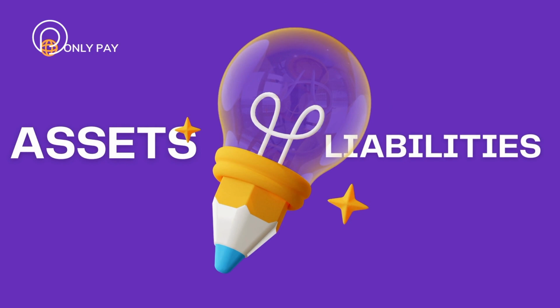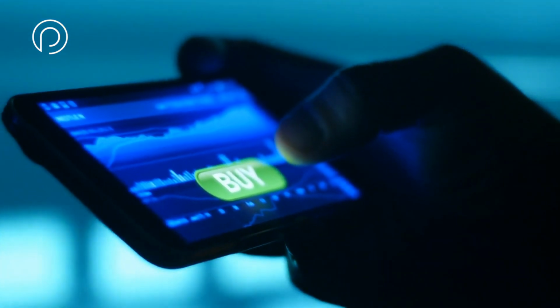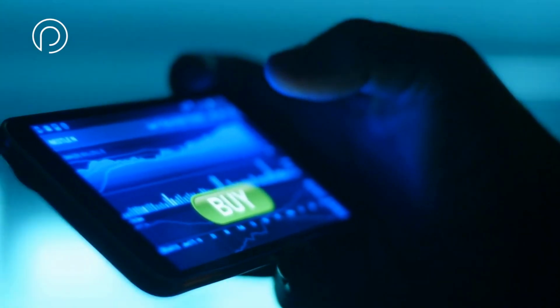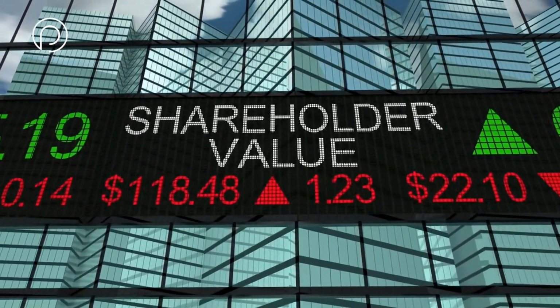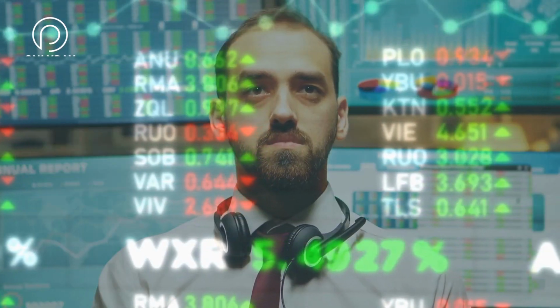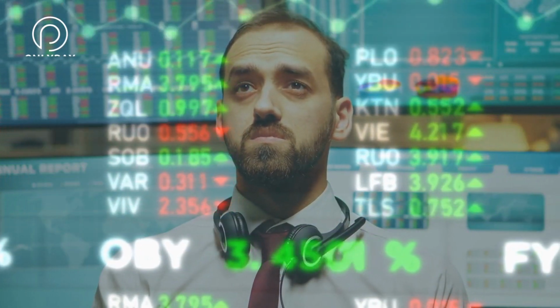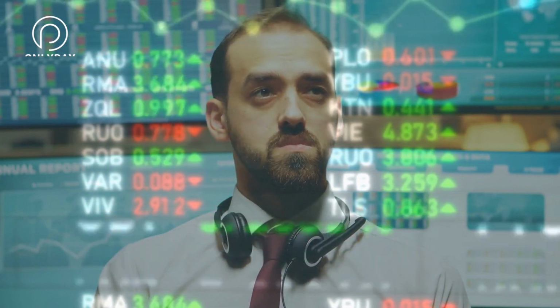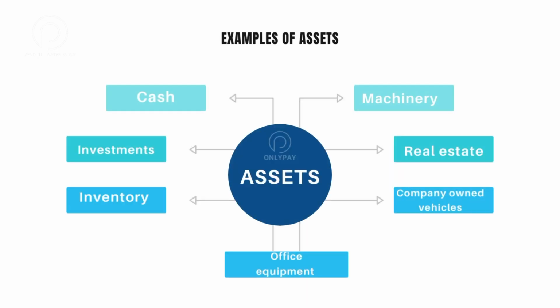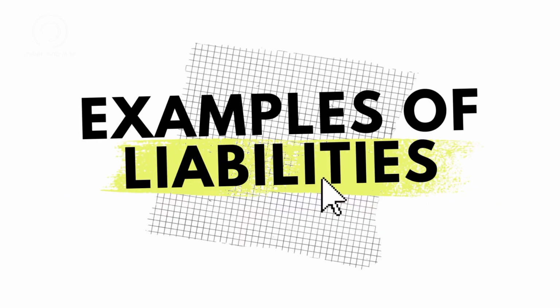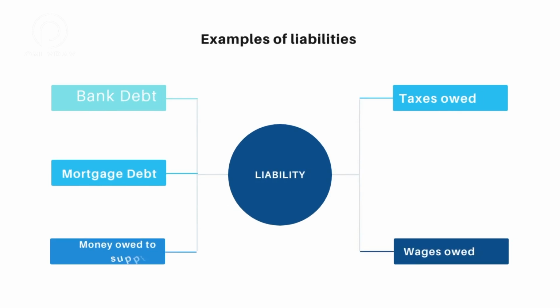Assets versus liabilities. Assets add value to your company and increase your company's equity, while liabilities decrease your company's value and equity. The more your assets outweigh your liabilities, the stronger the financial health of your business. But if you find yourself with more liabilities than assets, you may be on the cusp of going out of business. For example, assets are cash, investments, inventory, office equipment, machinery, real estate, company-owned vehicles. Examples of liabilities are bank debt, mortgage debt, money owed to suppliers, wages owed, tax owed.